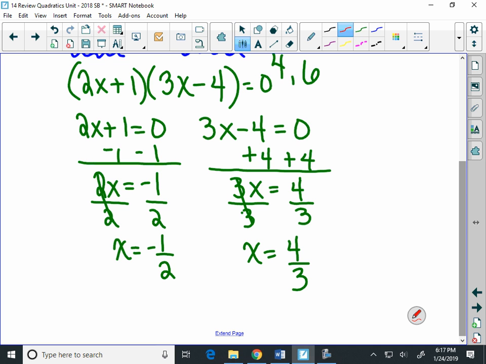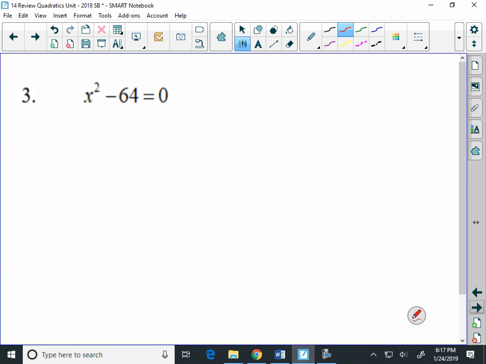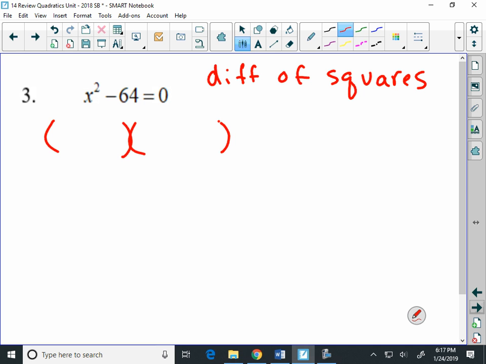One more practice of the factoring. Again, half of the battle for solving by factoring is identifying what the method is. And this one is the difference of squares. What you probably see is that x squared is a perfect square, and 64 is a perfect square. In other words, x squared is x times x. 64 is 8 times 8. The difference between two squares, different signs.